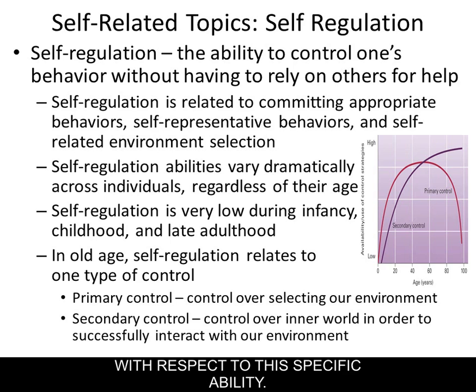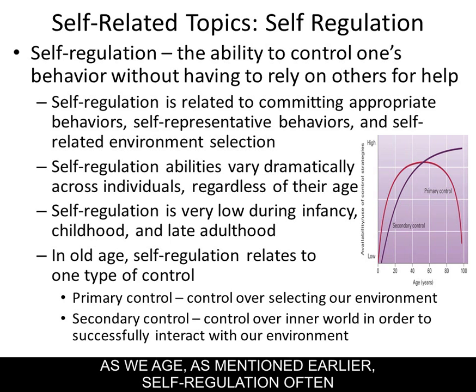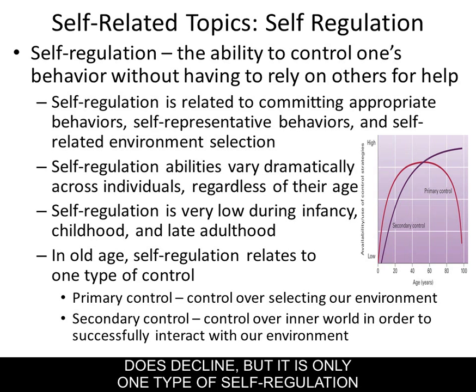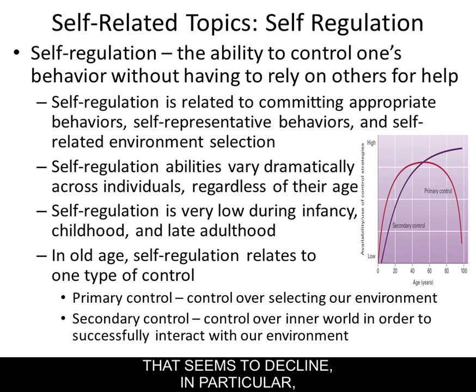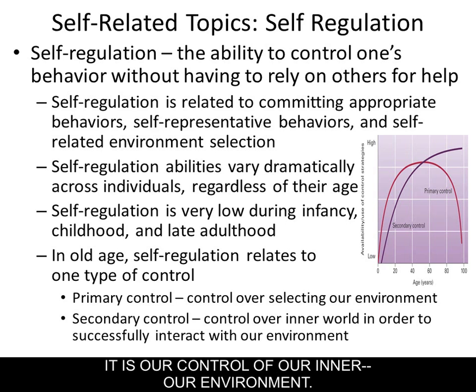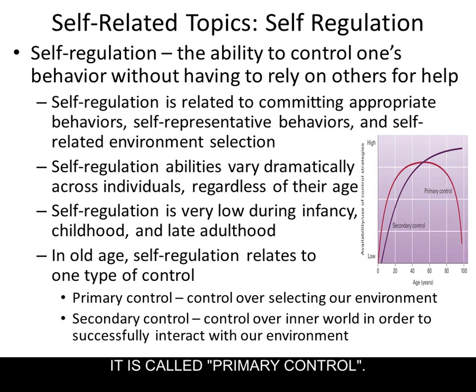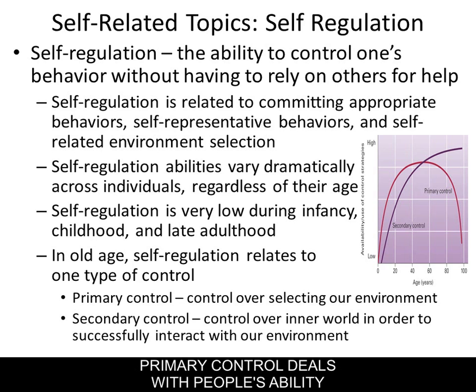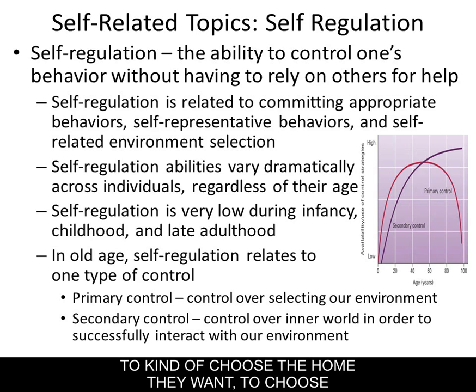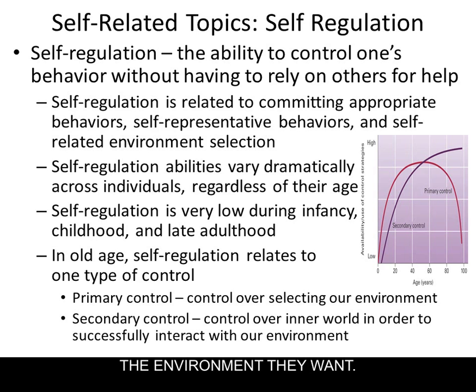As we age, as mentioned earlier, self-regulation often does decline, but it's only one type of self-regulation that seems to decline. In particular, it's our control of our environment. It's called primary control. And primary control deals with people's ability to choose the home they want, choose the environment they want.